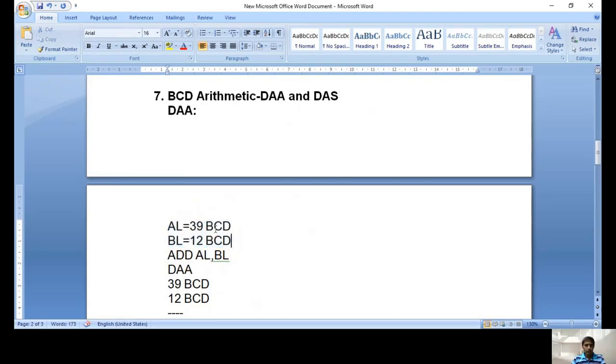For example, I am taking two BCD numbers. One is 39. BCD means no A to F, only the 0 to 9 range, so only decimal, only the BCD range. Okay, 39 is a BCD number now.